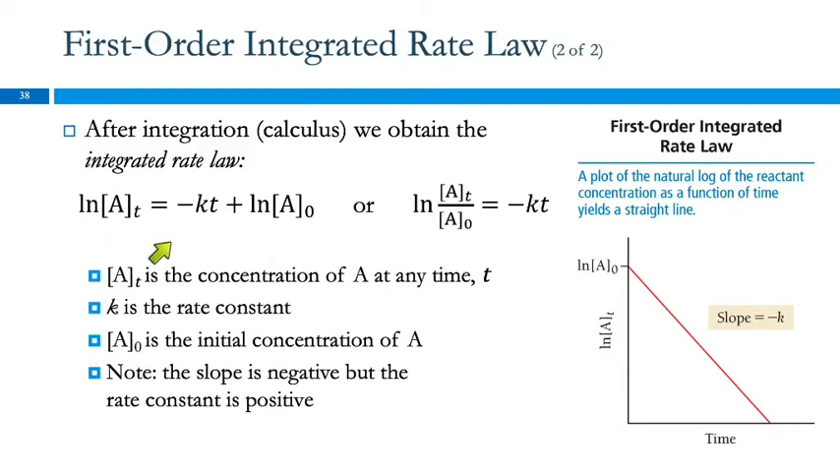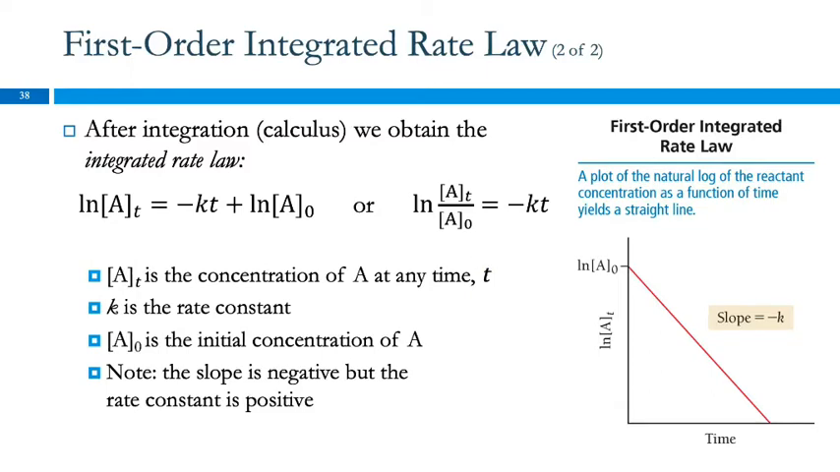Okay? So integrating that law, we get the natural log of the concentration of A at some time t is equal to negative the rate constant times that time plus the natural log of the initial concentration. So this is the linear form. You can also express it this way.